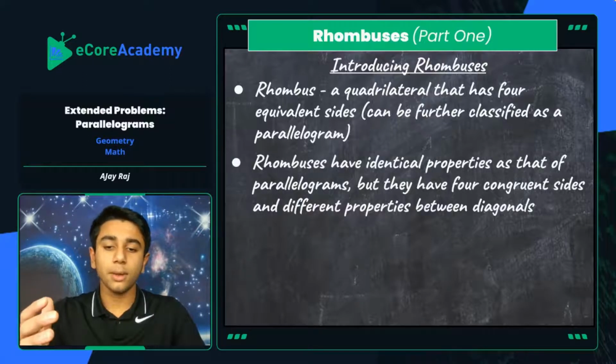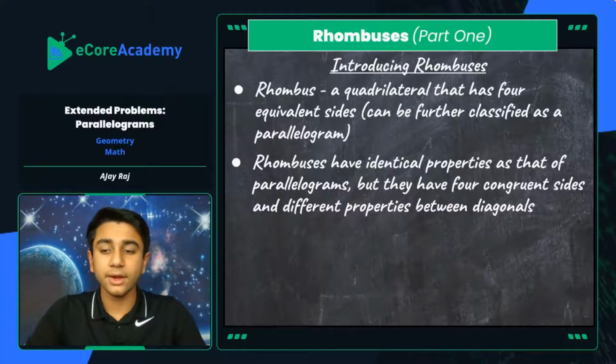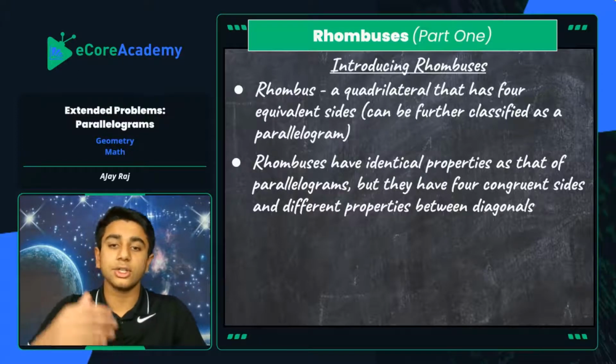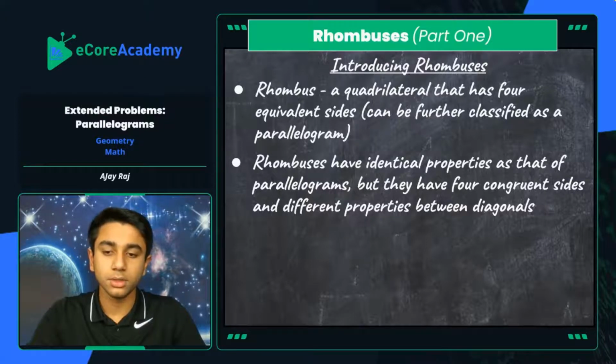Rhombuses have identical properties as parallelograms, but they have 4 congruent sides and different properties between diagonals. They have very similar properties between diagonals, but they're much more unique because you can actually calculate the area of your rhombus with the given side lengths of a rhombus as well.